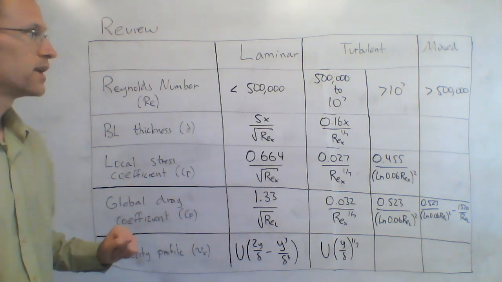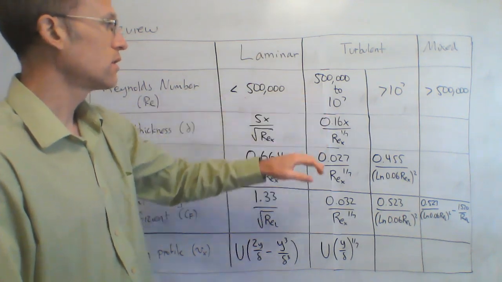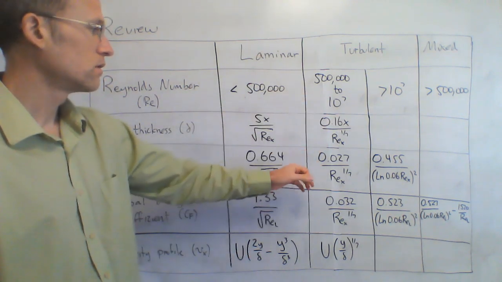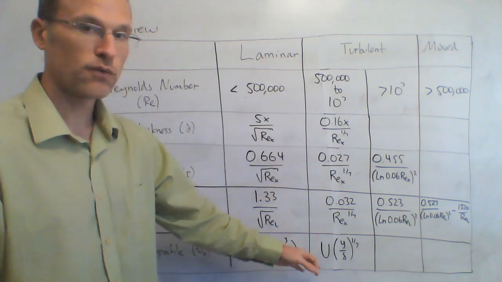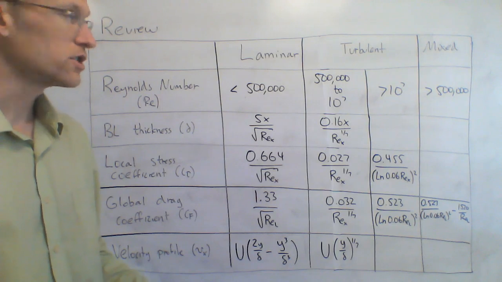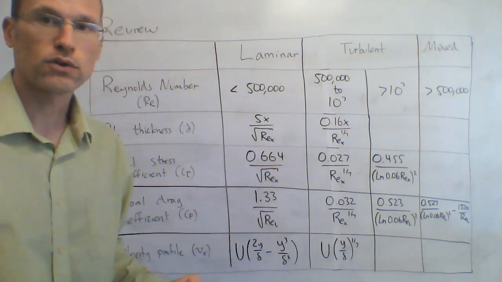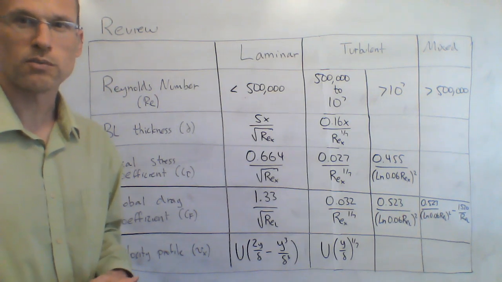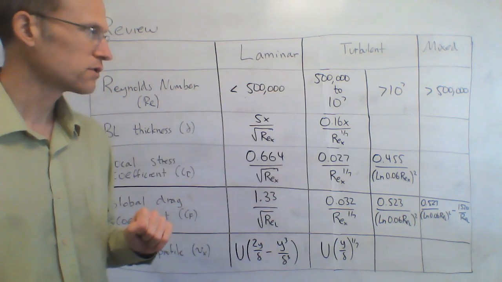Then from today's lesson, in the turbulent case, 500,000 to 10 to the 7th, we have this boundary layer thickness, stress coefficient, force coefficient, and velocity profile. And then the better approximations at higher Reynolds numbers for stress coefficient and force, because those are the things we're usually concerned about the most. So those are the important things at higher Reynolds numbers.